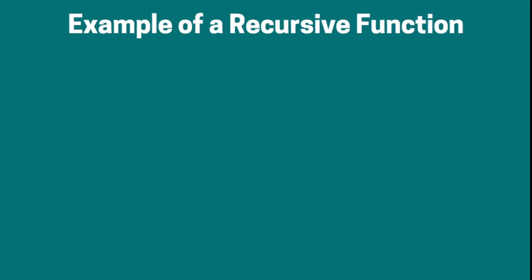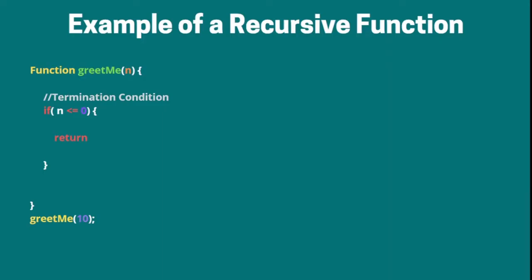Example of a recursive function. Here we have a function called greetme. It takes in an input n, as we can see. And we can see the comment section here, we wrote termination condition. Our termination condition here is that if n is less than or equals to 0, we want to return out of this function. The logic part is we want to print hello peeps.